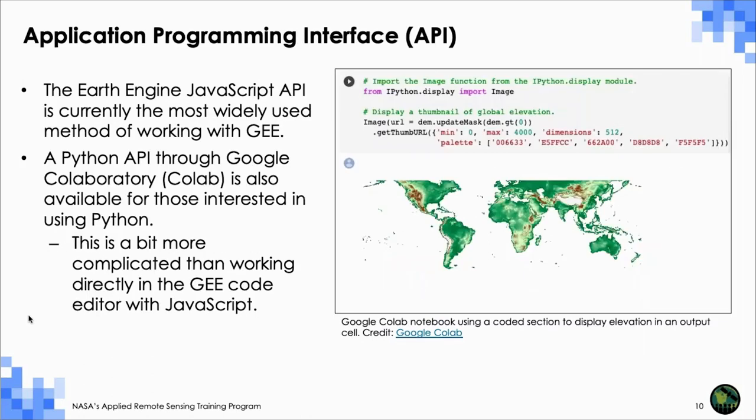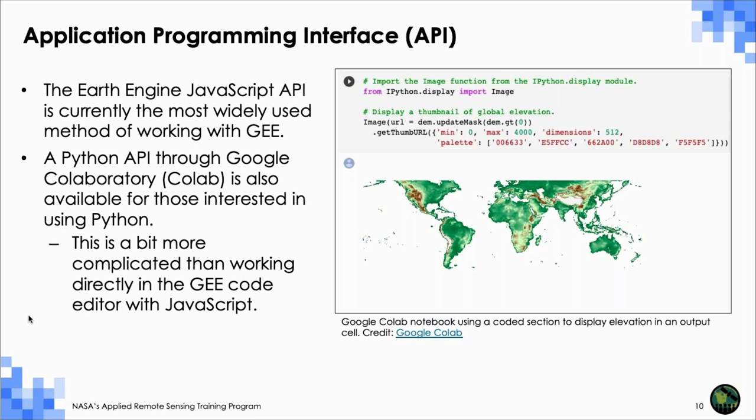So the GEE JavaScript API, and specifically the GEE code editor interface, is the most common method for interacting with GEE. It's also the most frequently used by developers, so a lot of useful scripts and base code can be found online in the JavaScript API. I know many of you may already have experience working with Python and are likely wondering if you can use Python rather than JavaScript. And the short answer to this is yes.